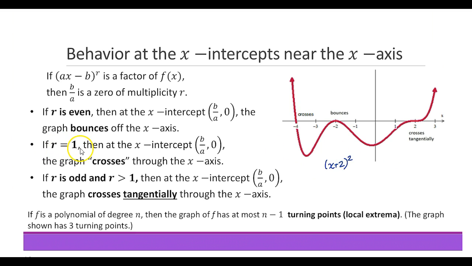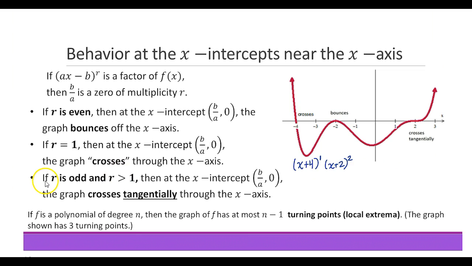Now, if r is 1, so if the factor only occurs one time, then at the x-intercept, b over a, 0, the graph just crosses through the x-axis. So over here, this is what we mean by just sort of crossing through the x-axis. So that happens at -4. So the factor would have to be x plus 4 to give you a 0 that is negative 4, because I'd have to subtract 4 to the other side. This had to come from a factor raised to the first power.